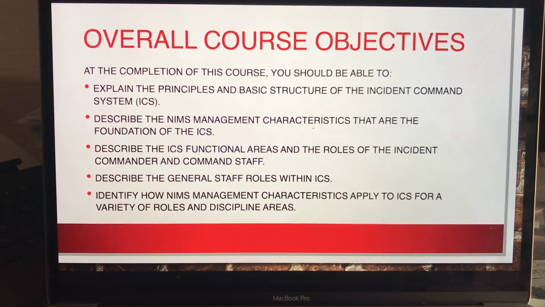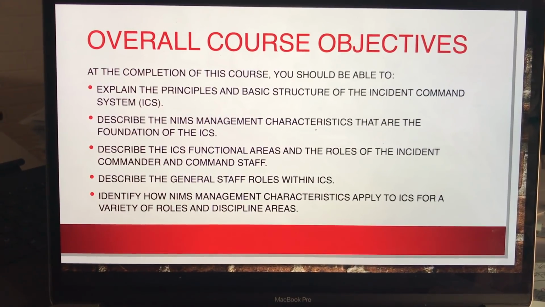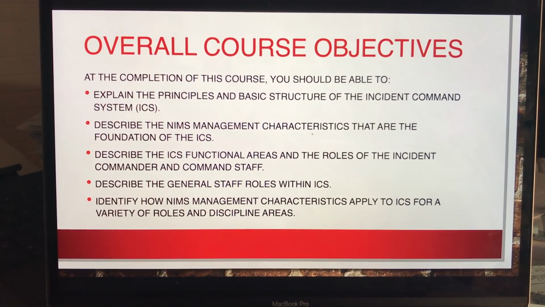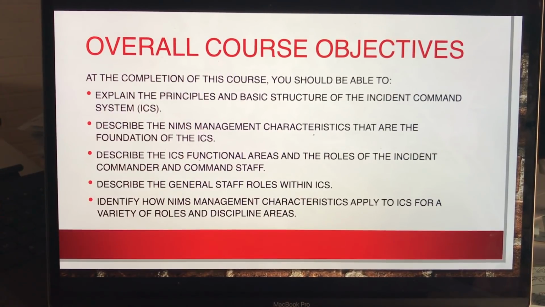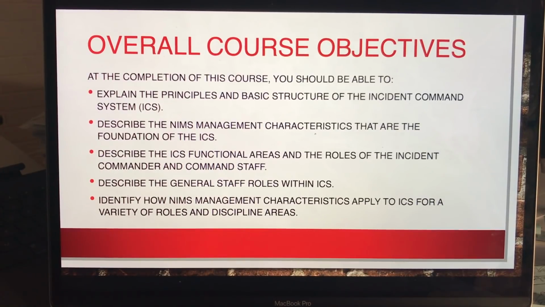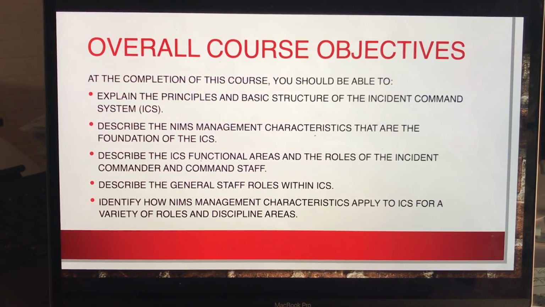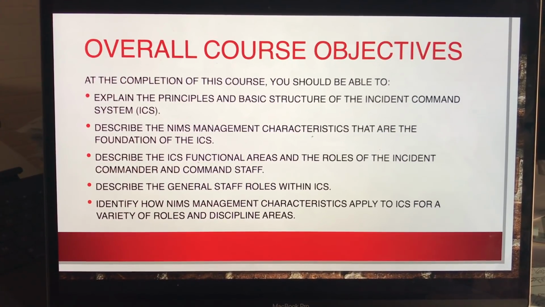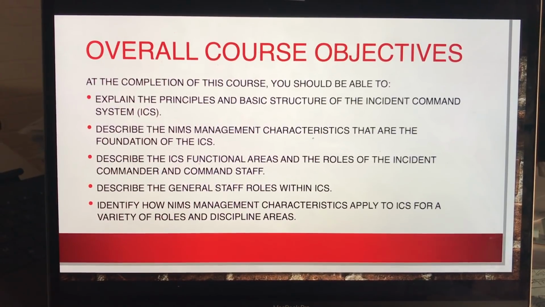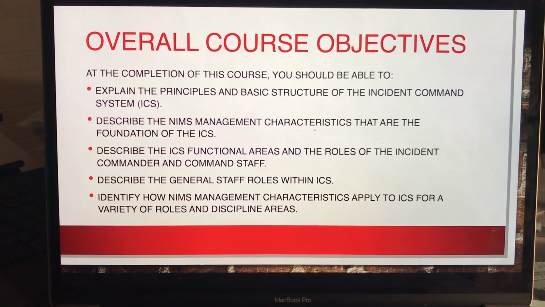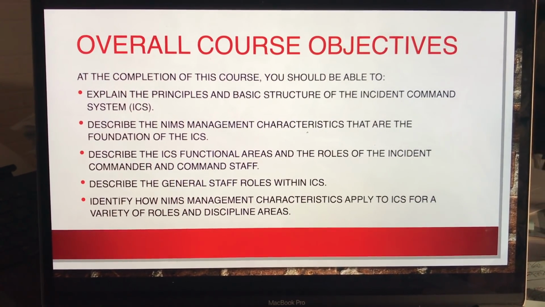Overall course objectives. At the completion of this course, you should be able to explain the principles and basic structure of the incident command system, describe the NIMS management characteristics that are the foundation of the ICS, describe the ICS functional areas and the roles of the incident commander and command staff. Describe the general staff roles within ICS. Identify how NIMS management characteristics apply to ICS for a variety of roles and discipline areas.